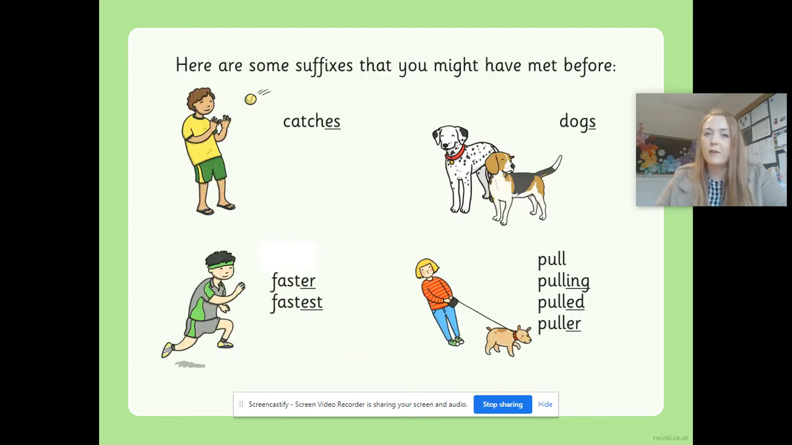So here are some of the suffixes that we might have come across before. So we could be adding es to the end of a word. We might add s to make a word plural instead of singular. We talked before about the comparative, so adding er, and also making the word the superlative, adding est. And our usual ones, pulling, pulled, puller, so ing, ed, or er to change a verb into a noun.